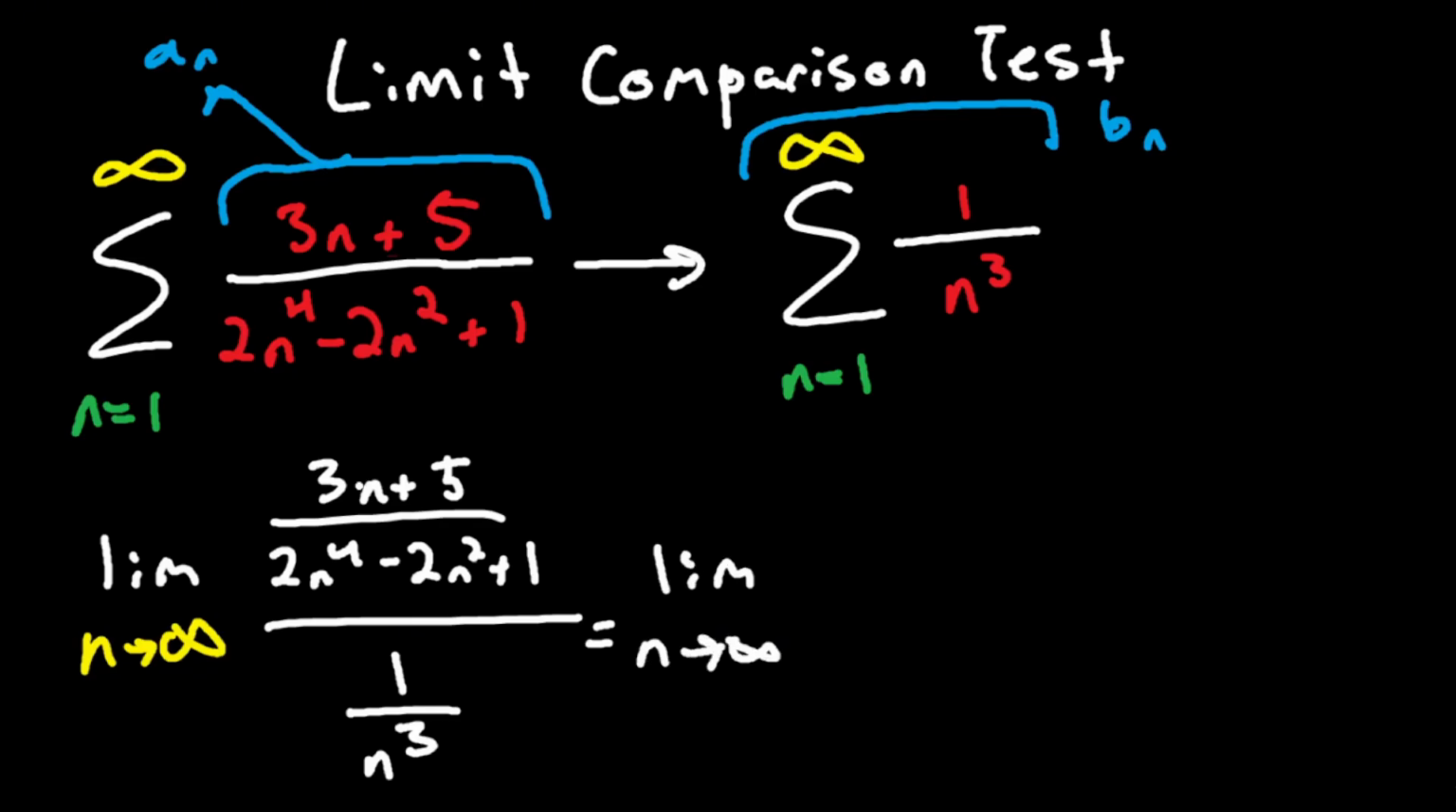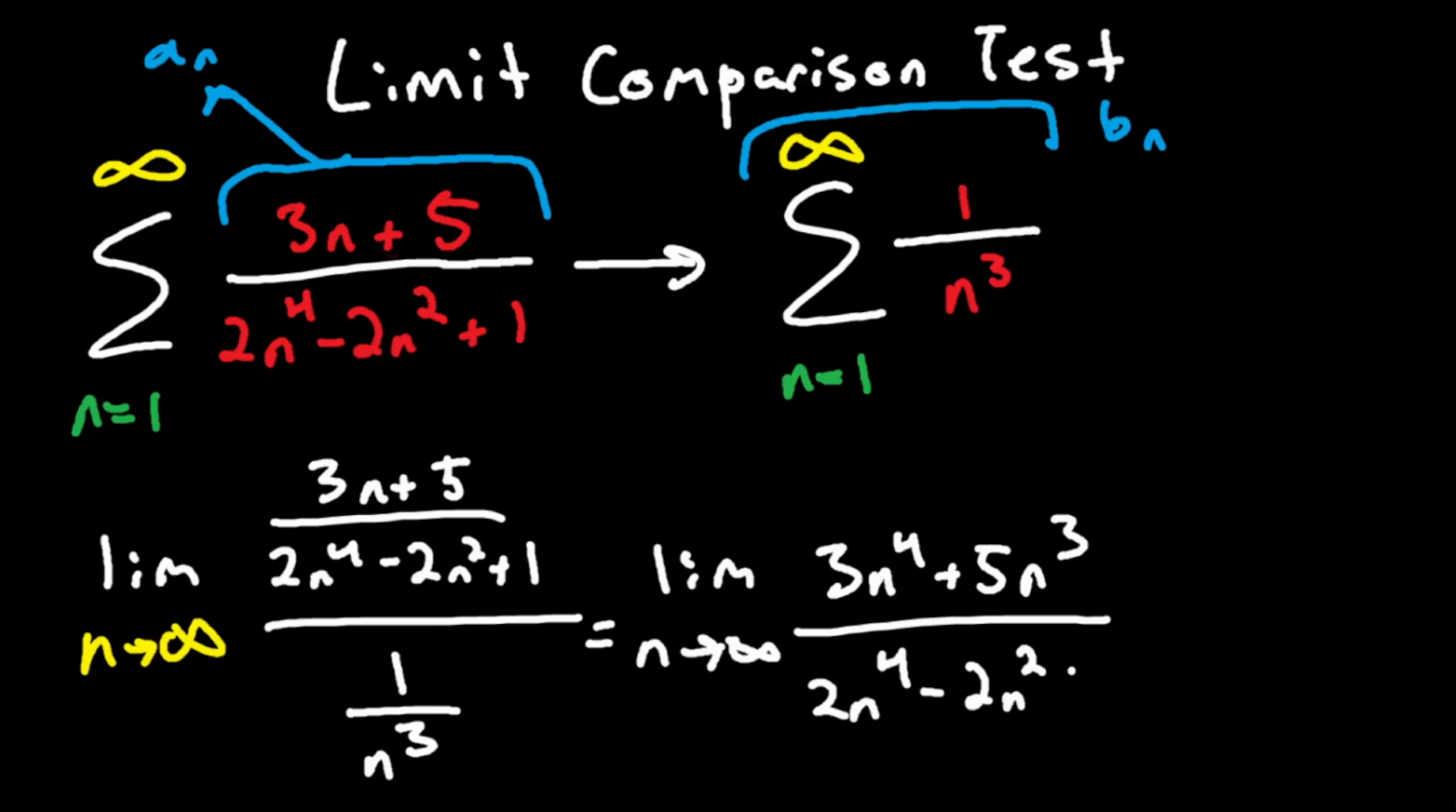So it's n approaching infinity for this guy. You basically can just evaluate this. First off, remember, if you're dividing by another fraction, multiply by the reciprocal. So if you evaluate this, you get 3n to the 4th plus 5n to the 3rd over 2n to the 4th minus 2n squared plus 1.